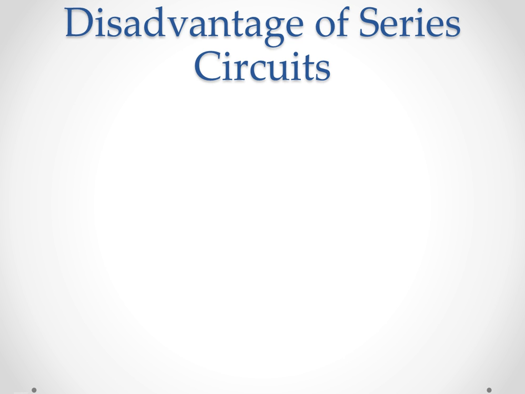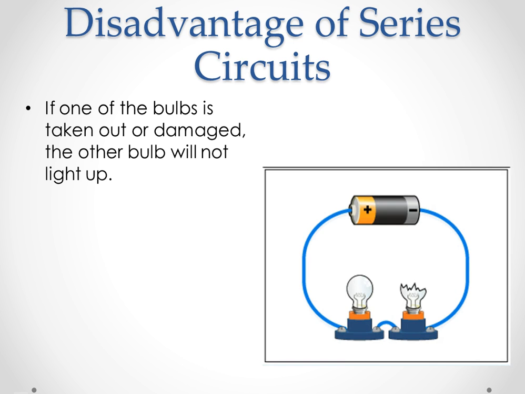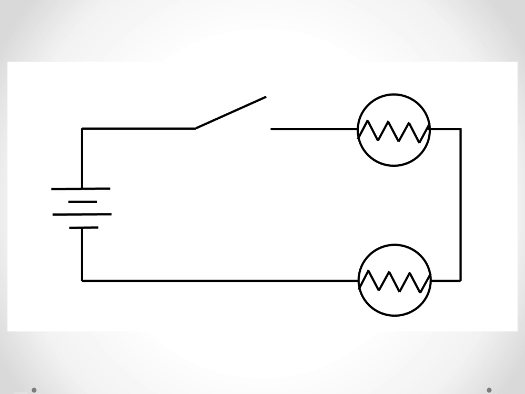As I was saying, there are some disadvantages of series circuits. If one of the bulbs is taken out or damaged, the other bulb in the circuit will not light up. Here you see the bulbs in this series circuit. One of them is operational, the other one is damaged, but that causes the one that can work not to work because that flow of electricity has been broken. Let's look at some others and figure out why these aren't working.